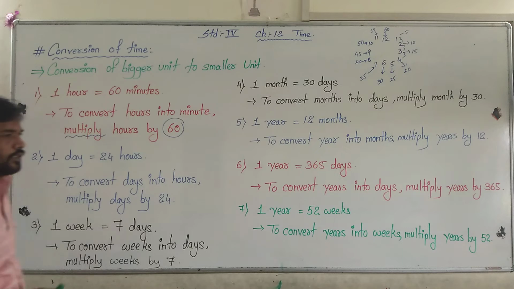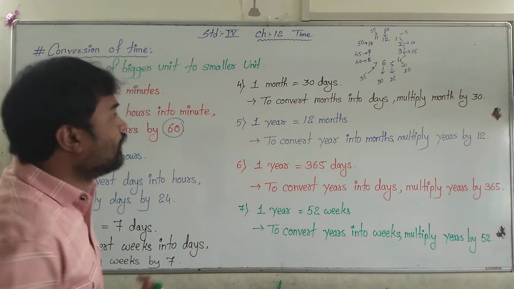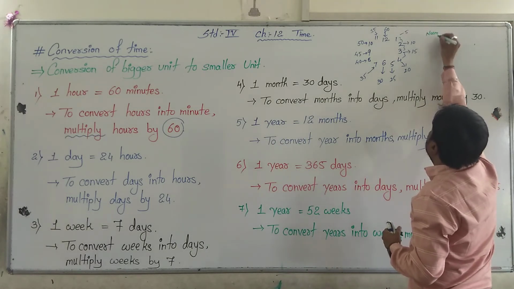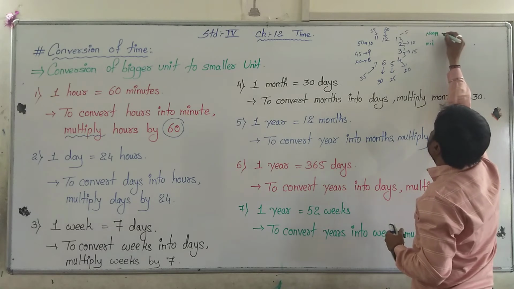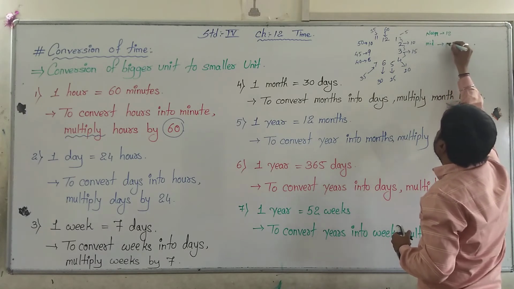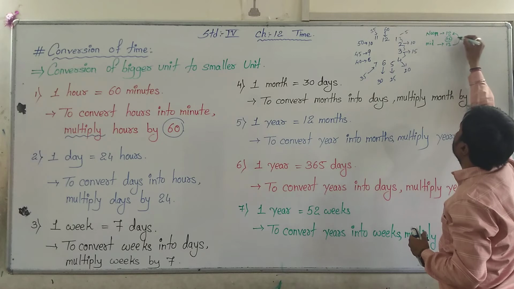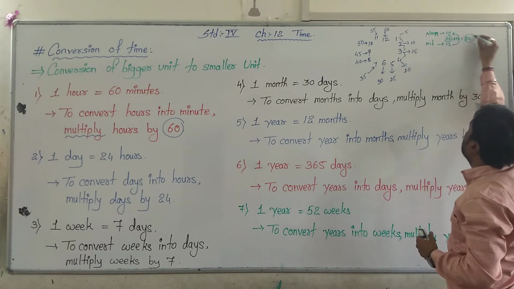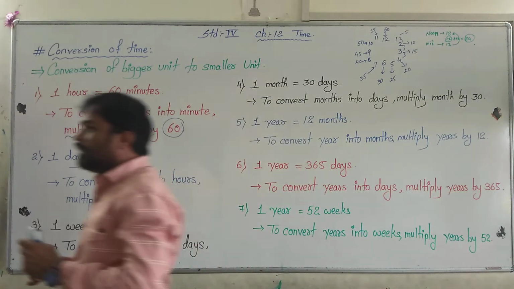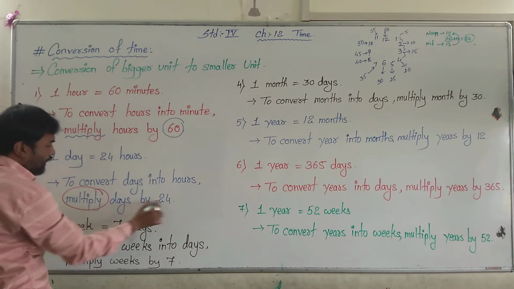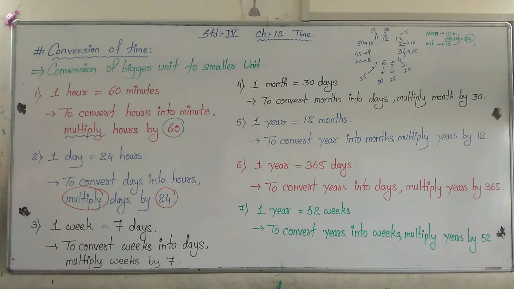Second, 1 day is 24 hours. If 1 day is spent, how many hours pass? 24 hours. How? Noon to midnight, from 12 in the afternoon to 12 at midnight, there are 12 hours. Then midnight to noon, another 12 hours come. So the total is 24 hours, when 1 day is complete. Right? Next, to convert days into hours, multiply days by 24. Every time we are going to multiply.